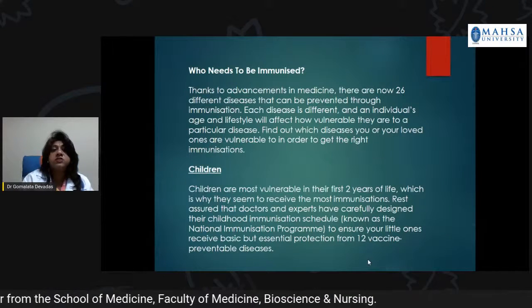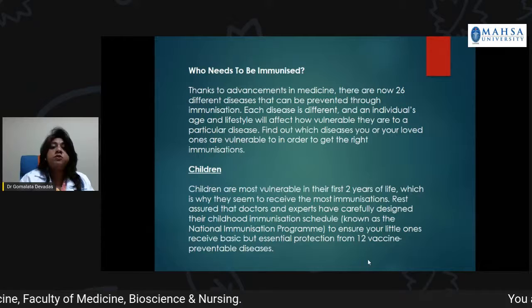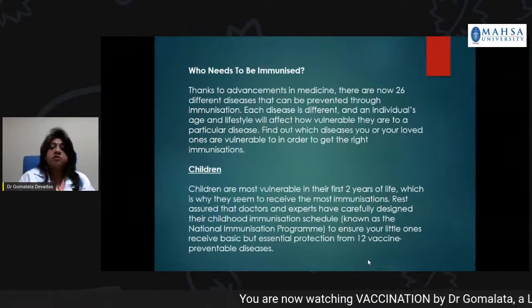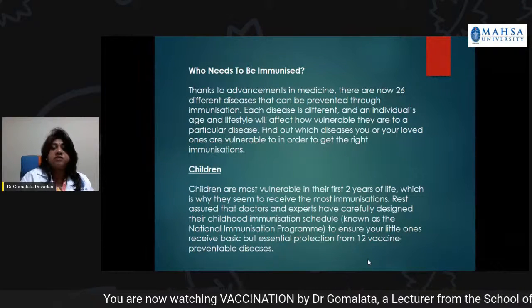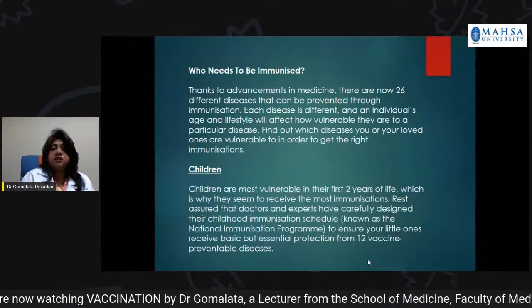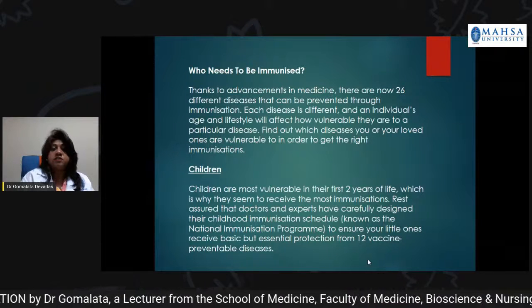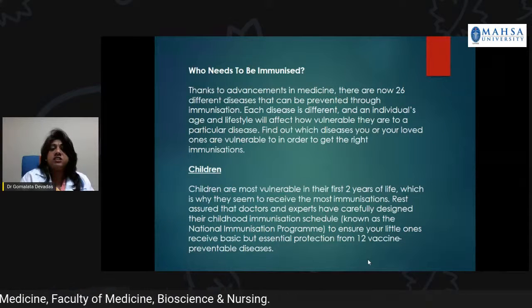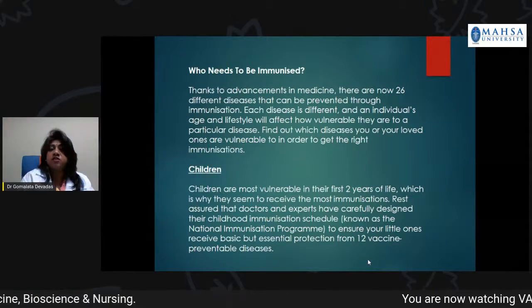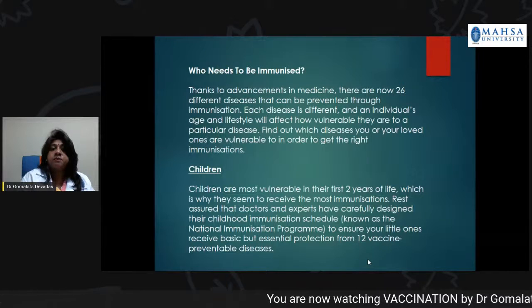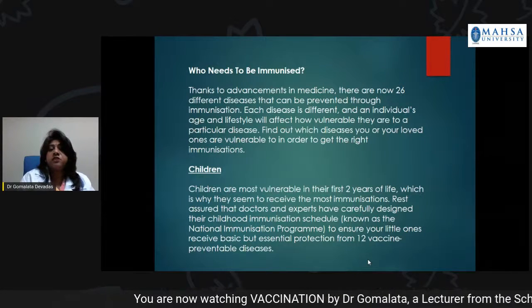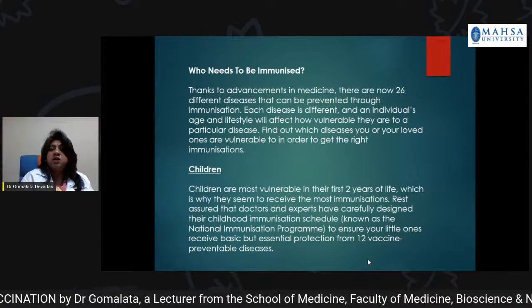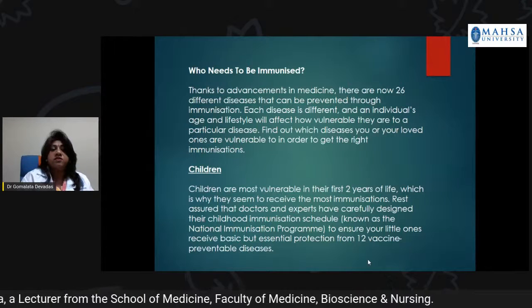I'm going to tell who needs to be vaccinated, or who needs to be immunized. Thanks to the advancement in medicine, we now have 26 different diseases that can be prevented through immunizations. Each disease is different, and an individual's age and lifestyle will affect how vulnerable they are to a particular disease. So find out which diseases you or your loved ones are vulnerable to in order to get the right immunization.